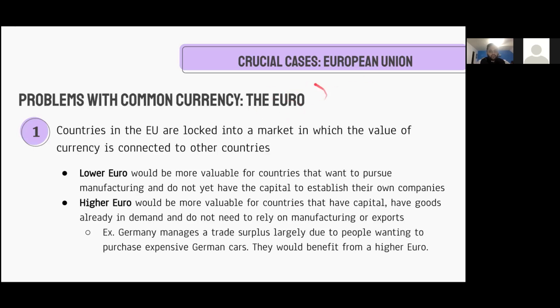Right? The euro is... Vidit, try not to block your mic too much, just because I can't hear you right now. Can you hear me now?